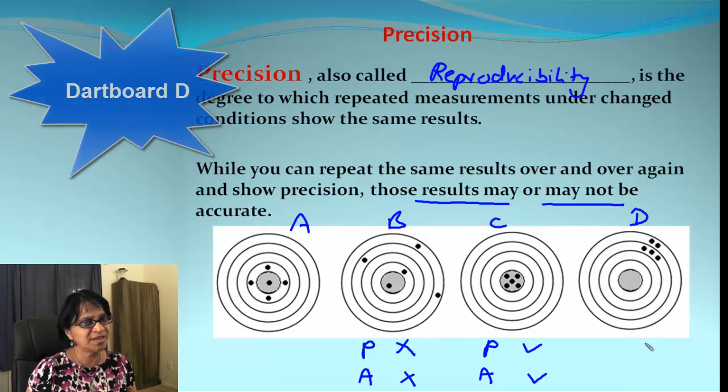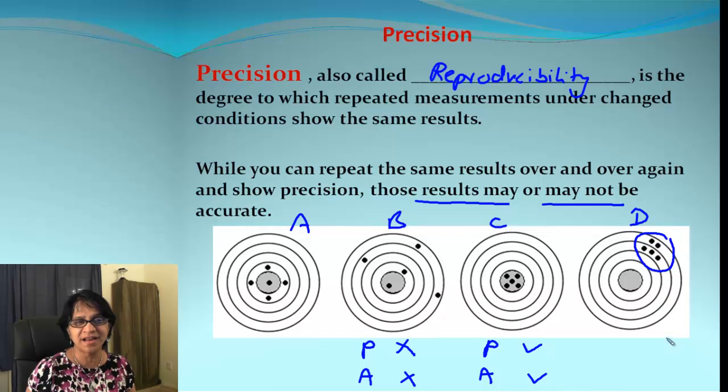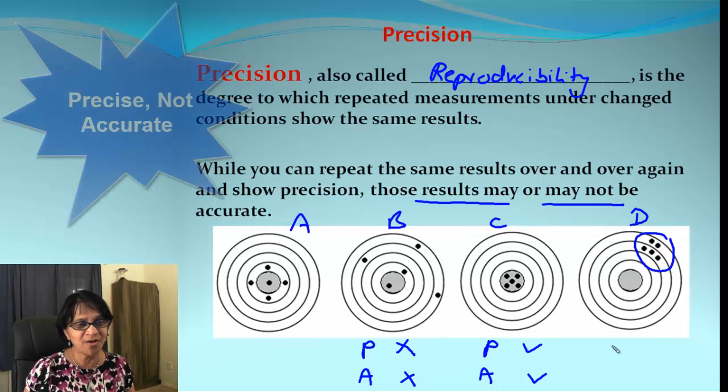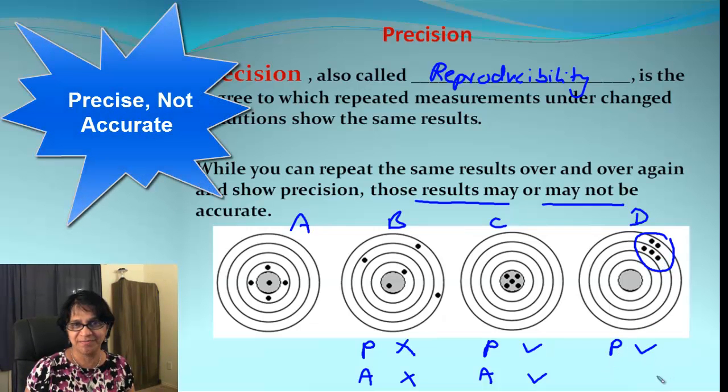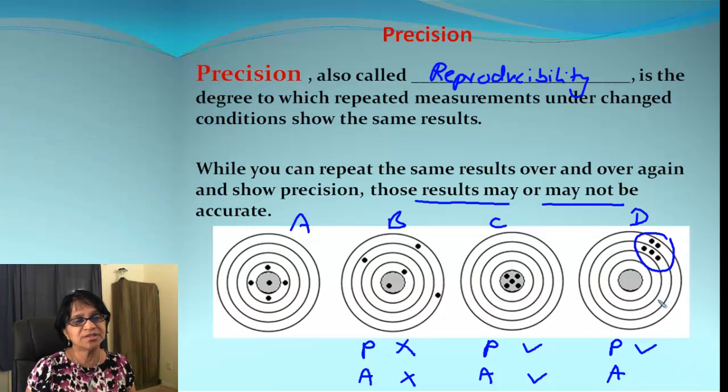Okay, let's look at the last one, D. If you notice, all these darts are on the right side corner there. That is not where our target was. But consistently when we repeat, we end up getting the same answer. So what do we have? We have precision. Do we have accuracy? We don't have accuracy because our goal was to get those darts in the center. So no accuracy, but we have precision.